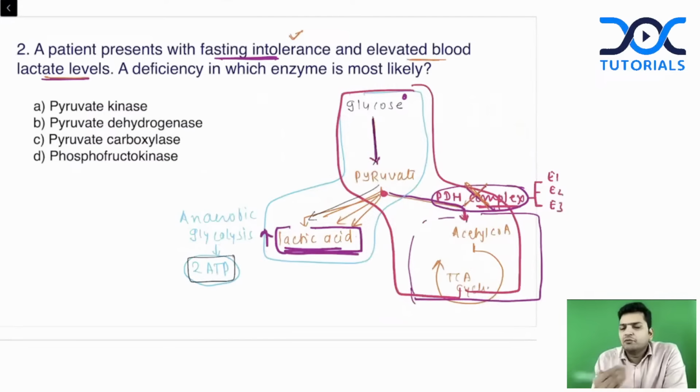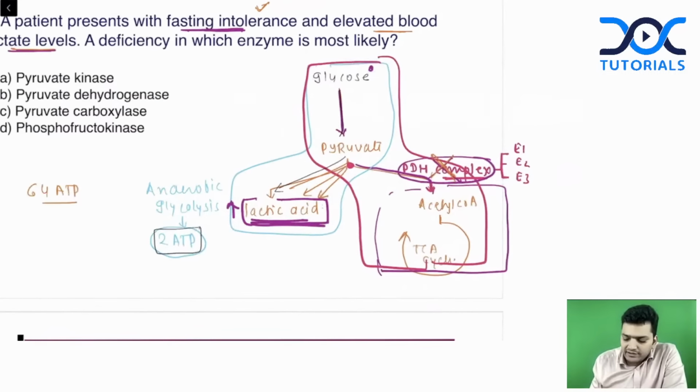Let me give you one example. For example, my cell requires, let's say, 64 ATPs, just a random number. If I do the aerobic oxidation, one aerobic oxidation gives me 32 ATP. So if I do the aerobic oxidation, just 2 glucose molecules will be enough.